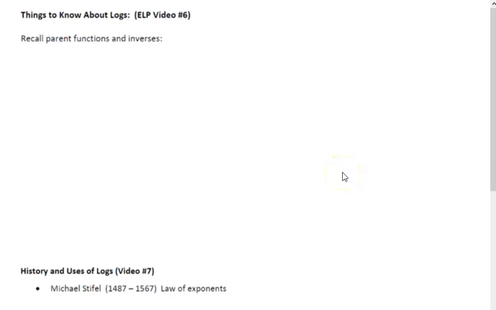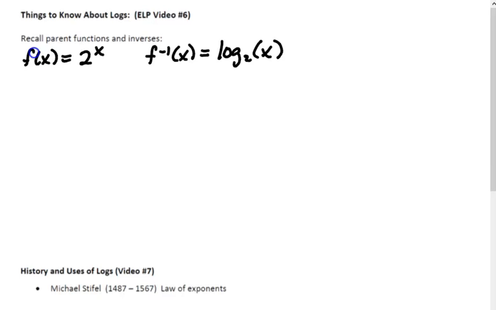Let's recall some of the basic parent functions we talked about earlier in the year. One of them was f of x equals 2 to the x, which is a basic exponential function. And then we had a basic log function, log base 2 of x, and we said these two functions are inverses of each other. So that was the notation for an inverse function. And we looked at their graphs, and we saw that their graphs had the characteristic of inverse function graphs.